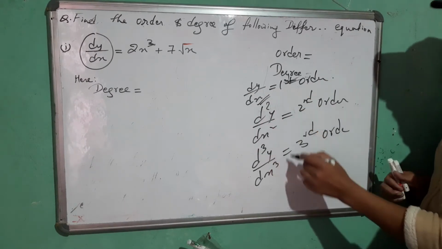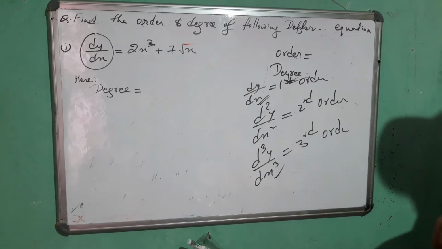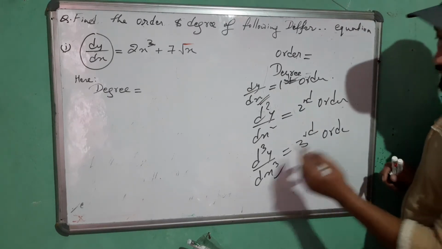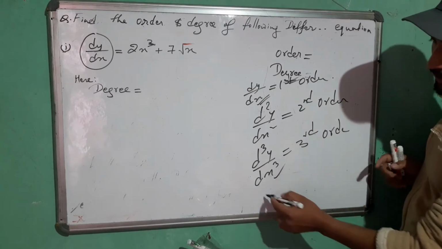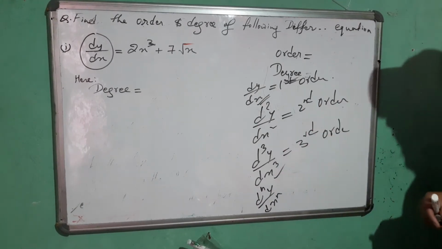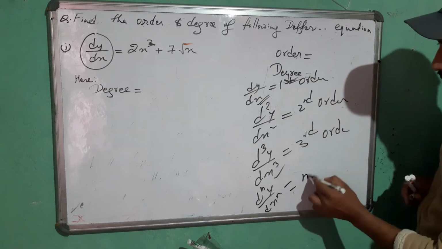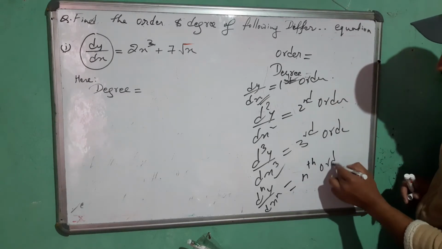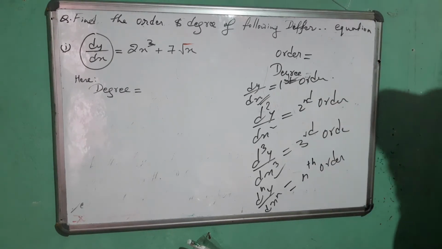Second order is d2y dx square. Third is d3y dx cube. Okay, next nth order is dny dx to the power n, like this. Okay, nth order, this is nth order derivative.